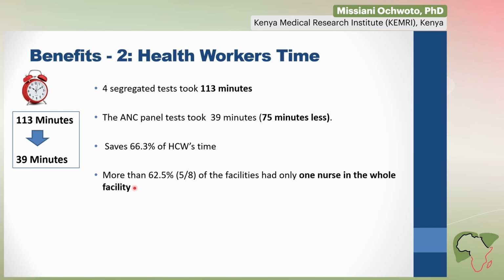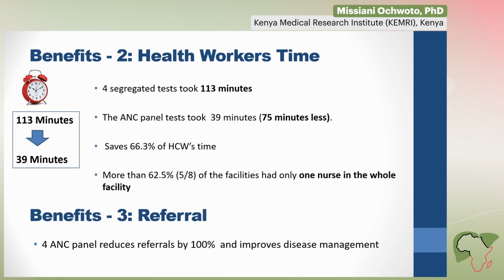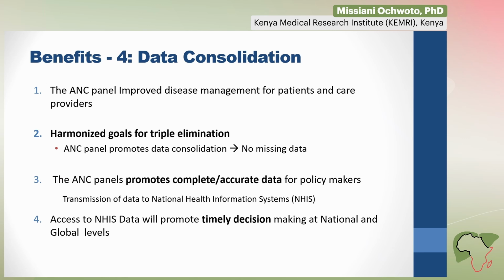Why? Because most of the facilities, 62.5%, had only one nurse who was doing all these tests, and therefore saving on her time is very important. Referral is minimized to 0, and that is very key. Data is another big thing, and it is very important that we document our data. Having all the tests in one harmonizes the goals of triple elimination. It minimizes the missing data, and therefore we'll have all the three data streaming in at one time.